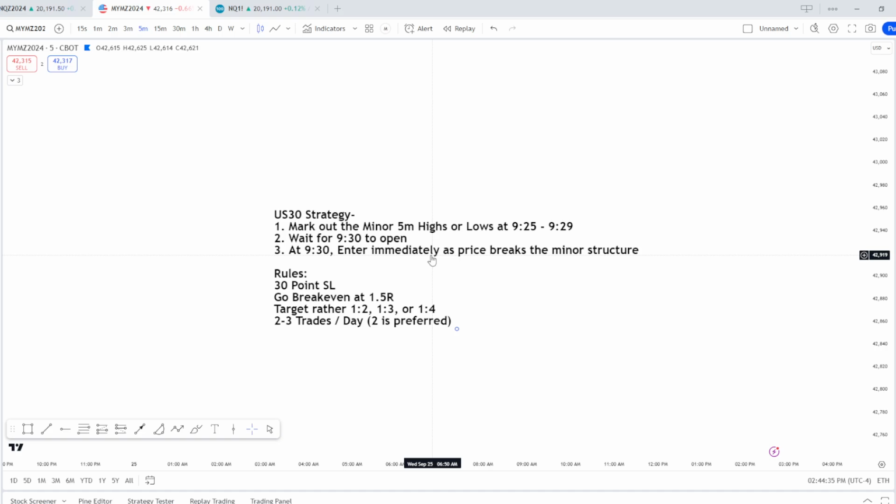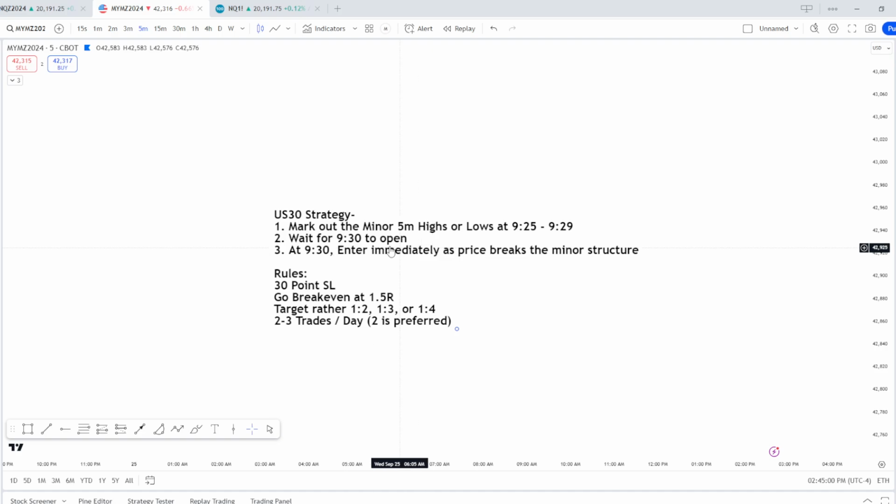You are not waiting to see a push of momentum. It will come with US30. US30 does not seem to care about a lot of concepts or confluences a lot of the time. So that's why we are just keeping it simple, just marking up the minor structure and only trading essentially the first 15 to 30 minutes of open. That's where US30 is the most volatile, and that's where you're going to get the most moves from.